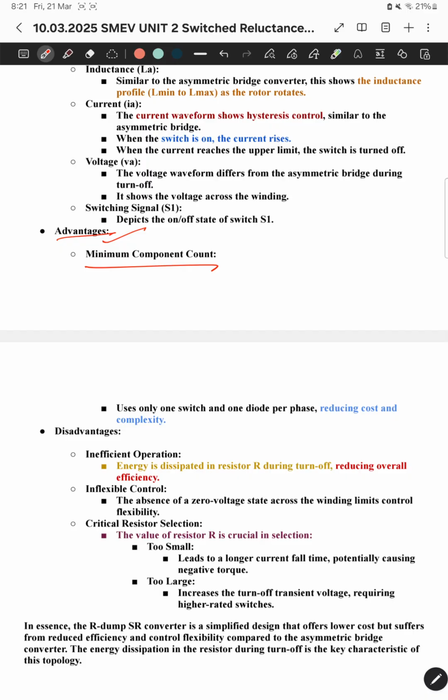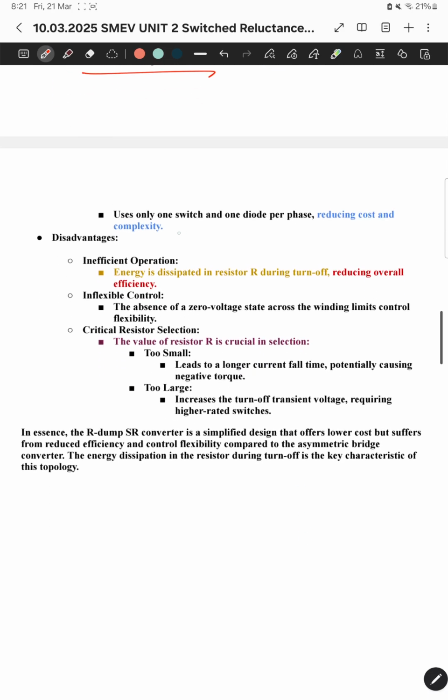Minimum components are required for this. It uses only one switch and one diode here. It majorly reduces the complexity, and the switching frequency is also reduced here.